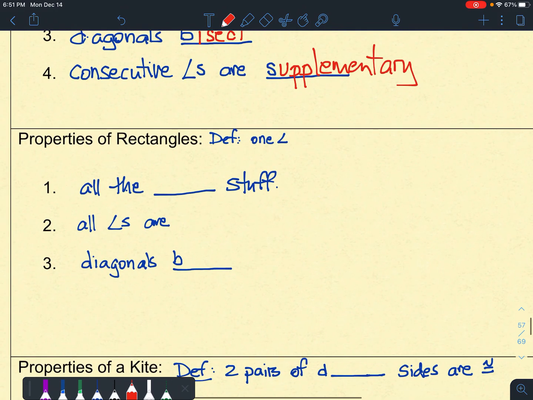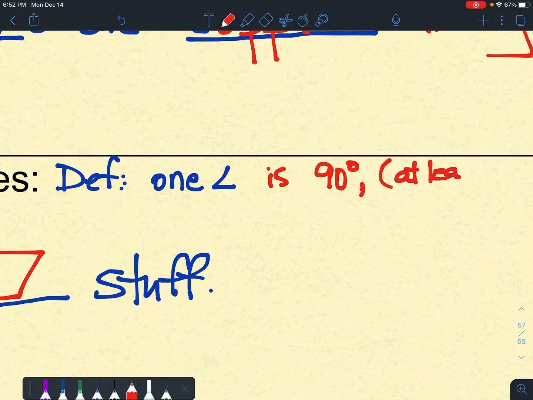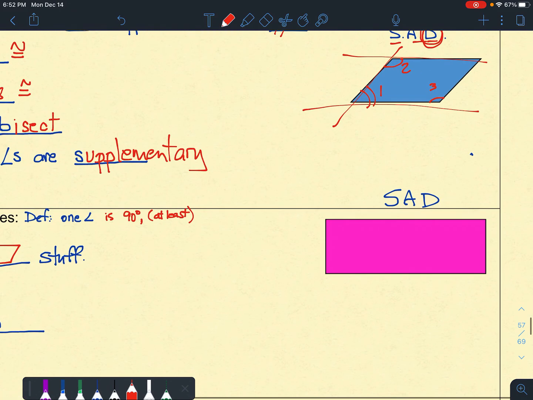Now, as we look at the next things below that, know that we inherit all this stuff. So all the parallelogram stuff from above applies to a rectangle. First of all, let's do the definition. One angle is 90 degrees. And again, you can think of that as at least one angle, right? Because as soon as you get one 90, you get them all to be 90, right?